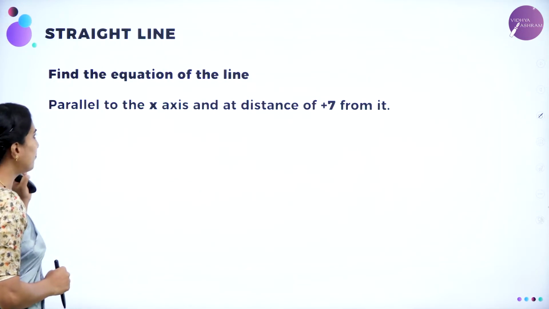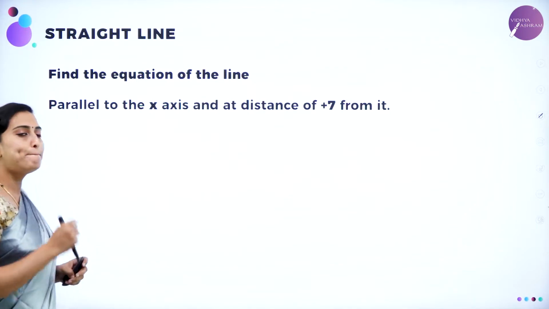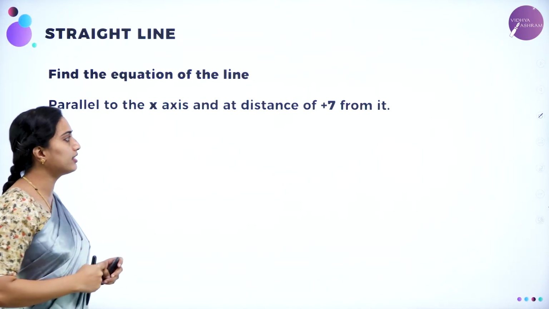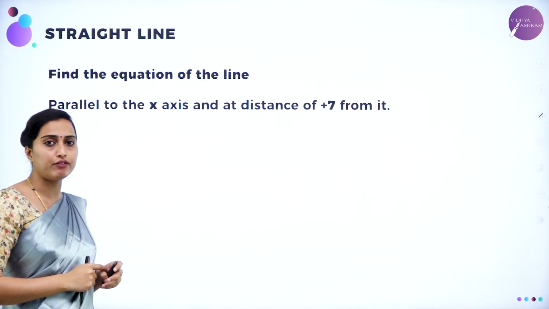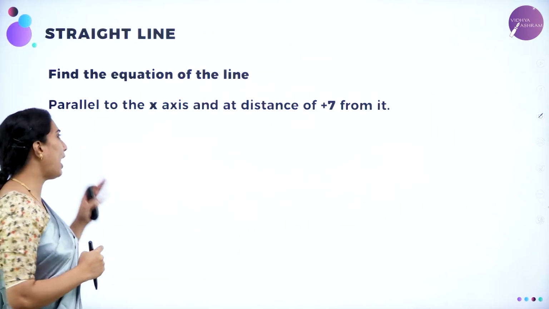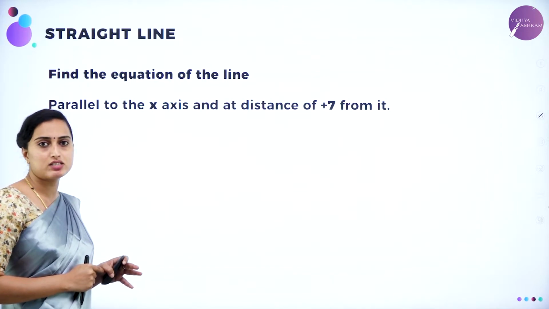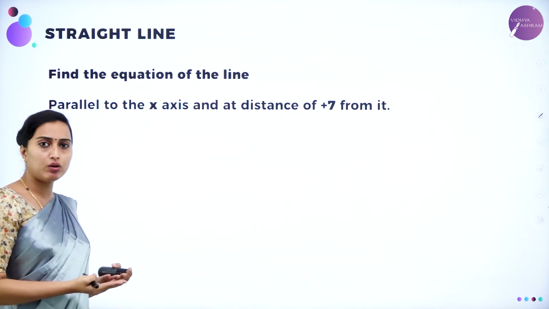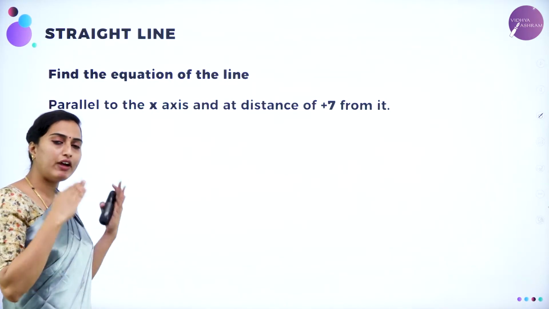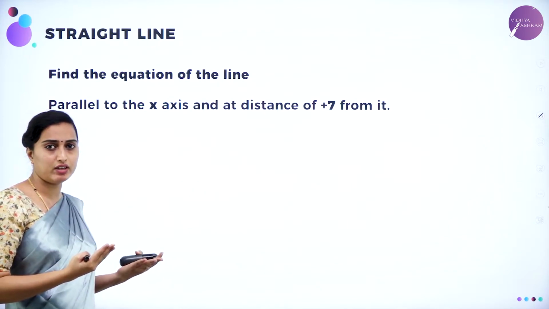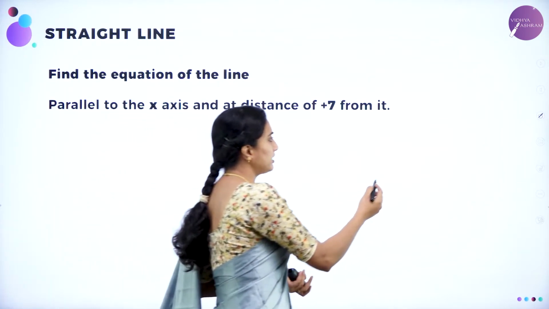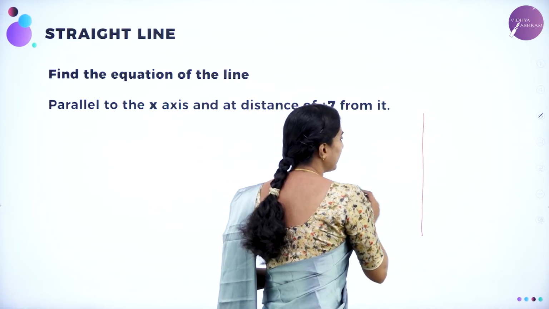They have asked like this: find the equation of the line parallel to the x-axis at a distance of plus 7 from it. So parallel to the x-axis means, what will be the equation of the x-axis? y will be equal to 0, isn't it? So you will have y equal to h. So here you can take it as, see, this is what the diagram will look like.